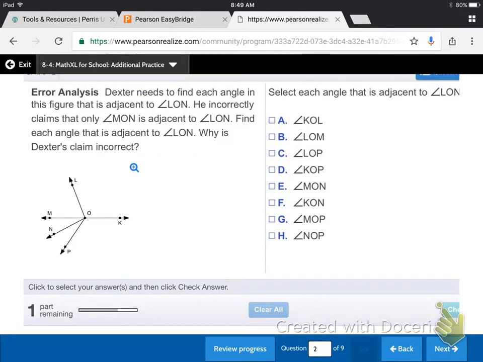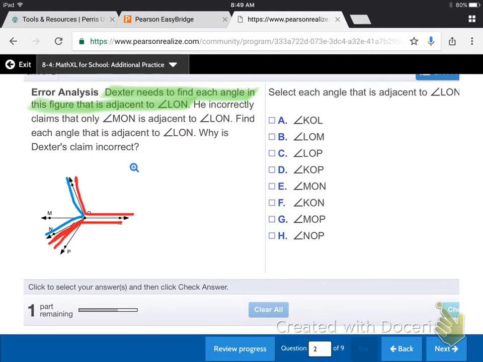The next question is a data analysis or error analysis question, and it says, Dexter needs to find each angle in this figure that is adjacent to LON. So all the angles that are adjacent to LON. That's that angle right there. Now, which ones are adjacent to that? Let's put them in red. Okay, that would be LOK and KON. And this one right here, PON.